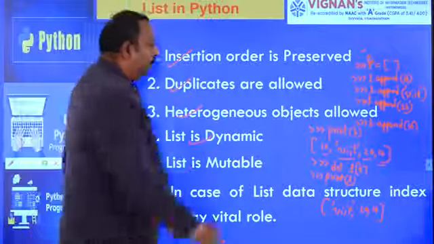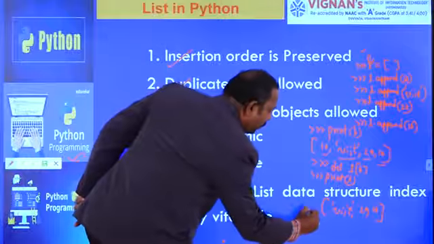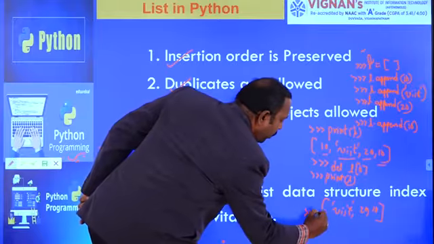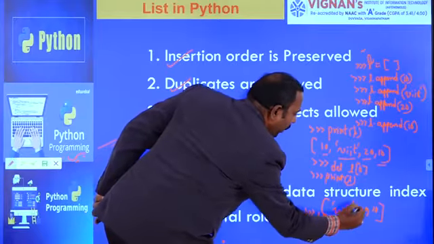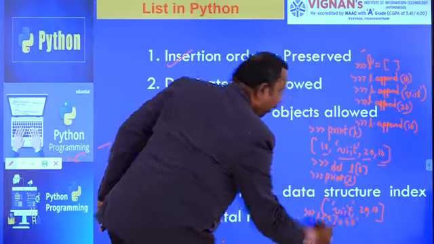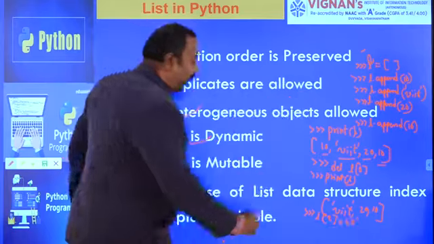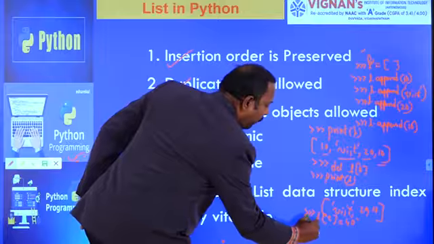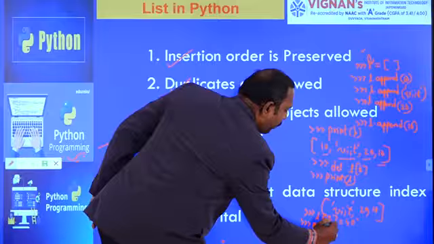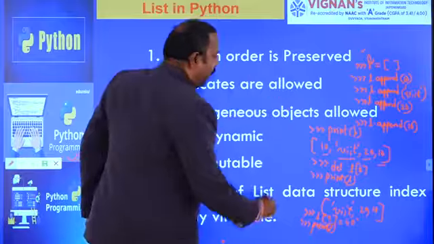And list is mutable. Suppose I want to change the last element to 40. So L of 0, 1, 2: L[2] = 40. Suppose I write print L. What is the output you will get? You will get the output.